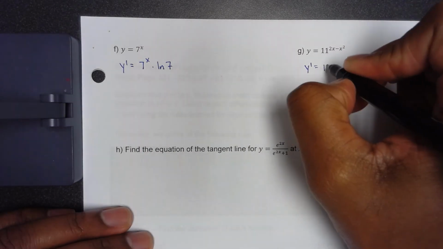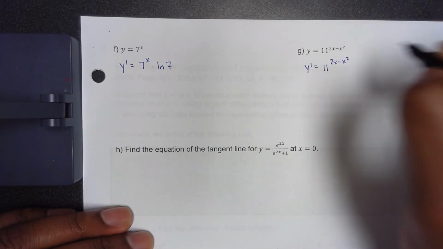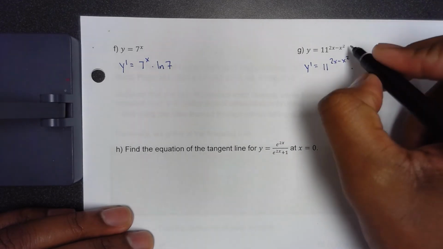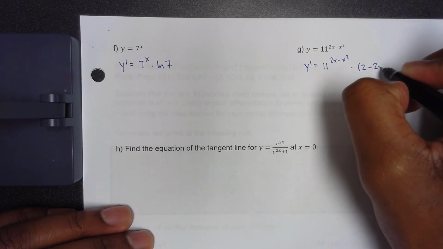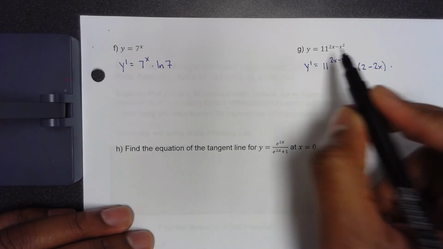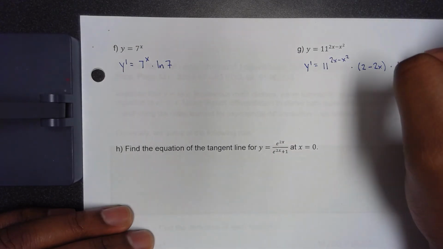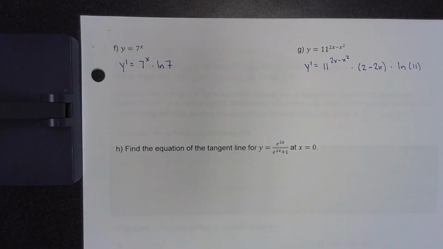For example G, we're going to have 11 to the 2x minus x squared. We multiply by the derivative of the exponent, which is 2 minus 2x. We multiply by the natural logarithm of the base, which would be the ln of 11. That's it.